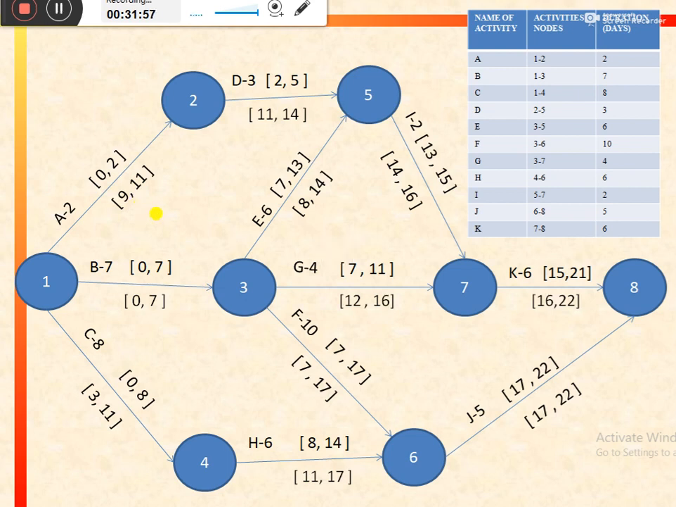So in this way we have calculated the earliest start, earliest finish, latest start and latest finish times for all the activities of the project with the help of this network. On this network, the name of the activities are given on their respective arrows. The values on the upper side of the arrow show the earliest start and earliest finish, and the values on the lower side denote the latest start and latest finish of the activities, and the numbers given with the names of the activities denote the duration of the activities.